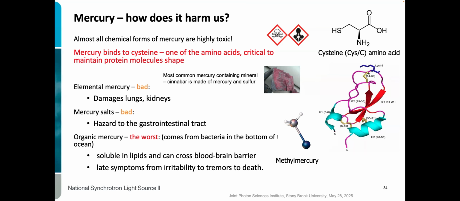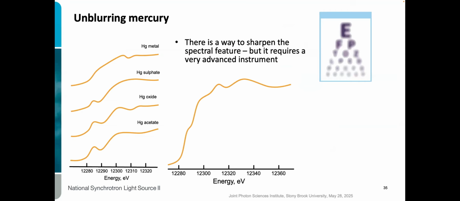Why is it so bad? It's soluble in lipids, so it can penetrate the blood-brain barrier, end up in your brain, and lead to all kinds of neurological conditions. Now, what it does, remember how cinnabar is mercury and sulfur? Mercury can bond to the cysteine, one of the essential amino acids, and essentially change the structure of the protein.